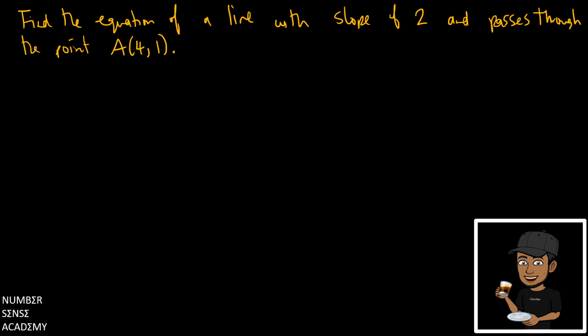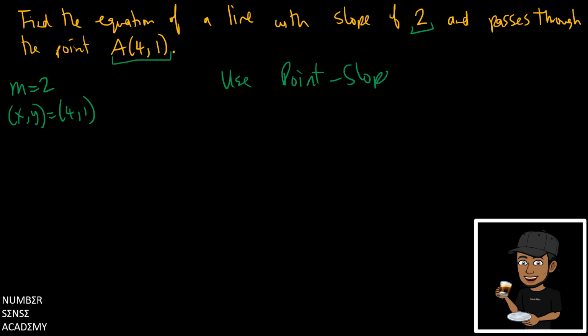Okay, so they've kindly given me the slope, so I know that m is 2, and they've given me a point, 4 and 1. So I have a point, x and y equals 4 and 1. The best option here is to use point slope because we have a point and a slope. Pretty straightforward. So let's do that.